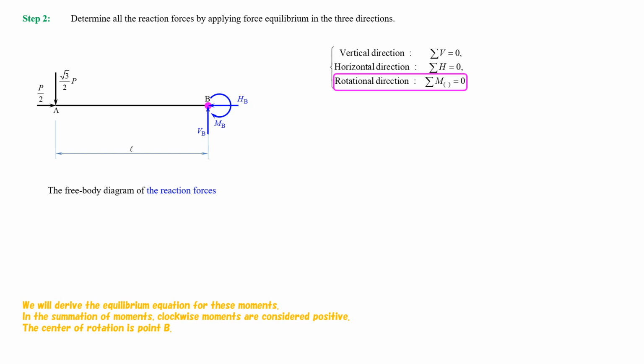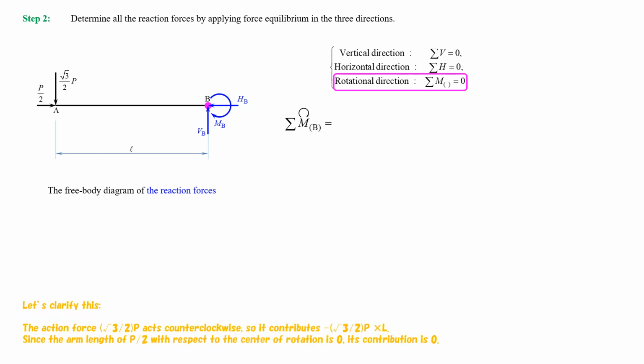We will derive the equilibrium equation for these moments. In the summation of moments, clockwise moments are considered positive. The center of rotation is point B. Let's clarify this. The action force, the square root of 3 divided by 2, multiplied by P, acts counterclockwise, so it contributes minus the square root of 3 divided by 2, multiplied by P, and multiplied by L.